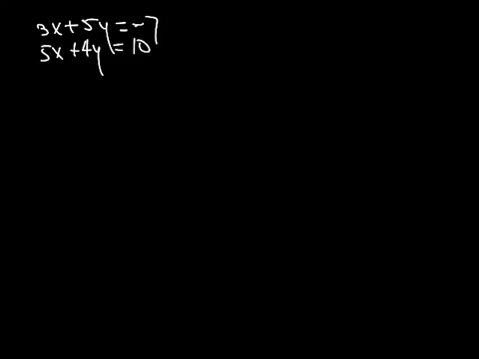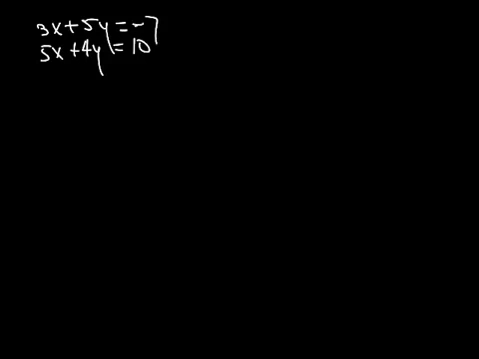This is video 3.7b, the elimination method. We are on example number 5, and we have 3x plus 5y equals negative 7, and 5x plus 4y equals 10.